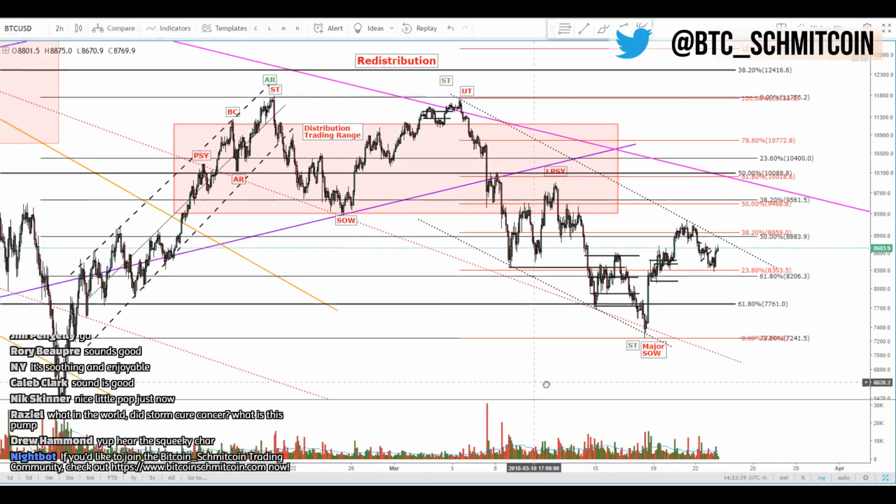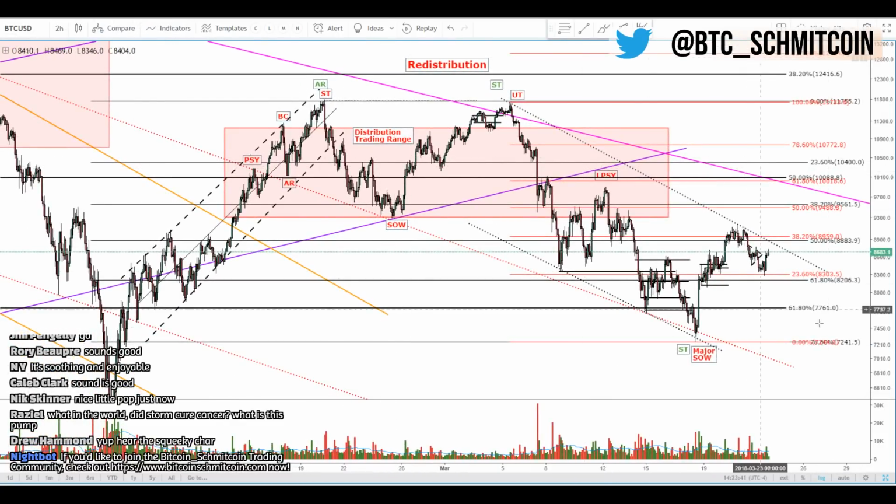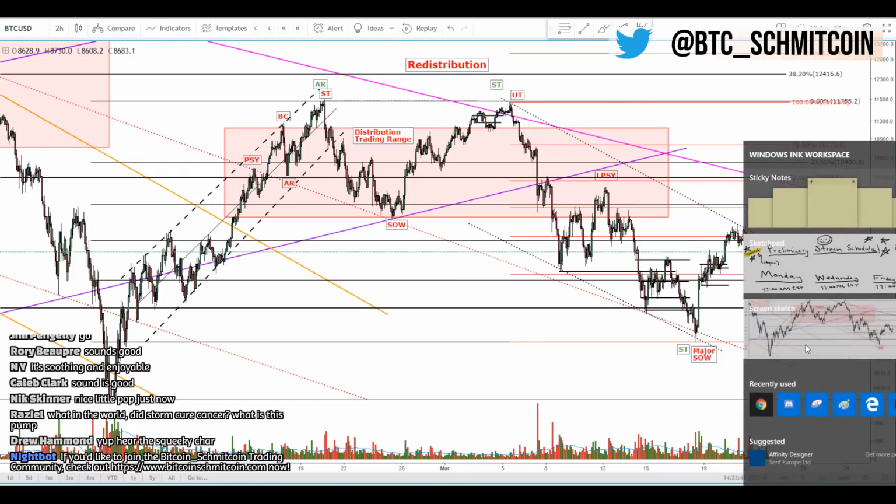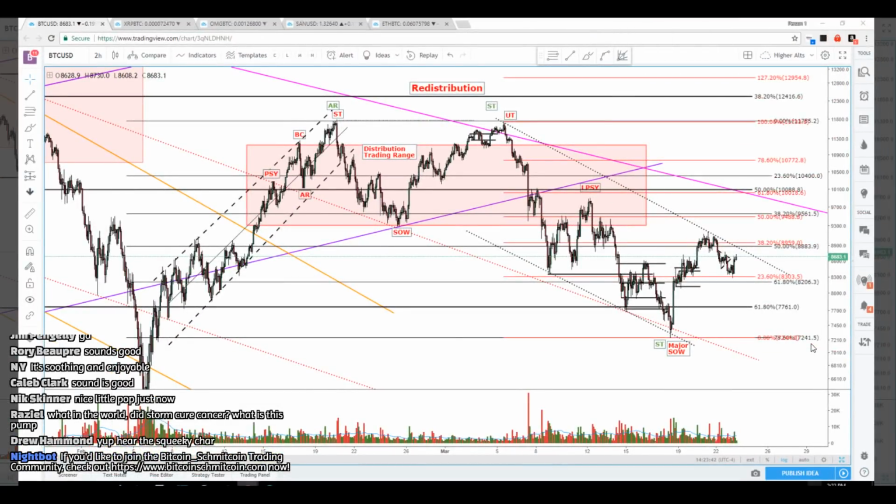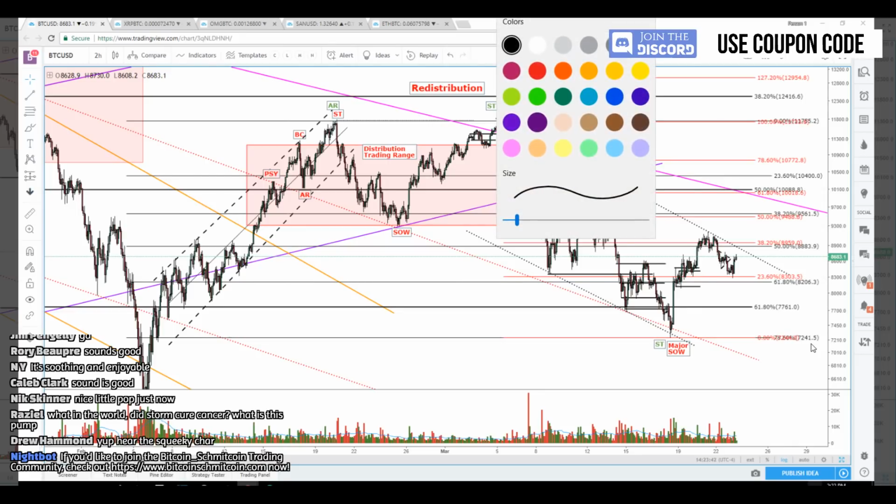So very clearly, redistribution. Within the context of the macro market, the 1 day candles, this is redistribution. Within the context of the 6 hour candles, maybe even 2 hour candles, this is just distribution. And now we're seeing the continuation of the downtrend, right? So where does that leave us?